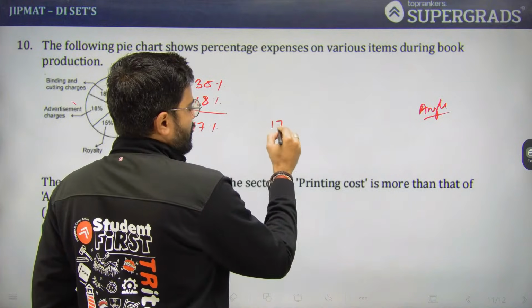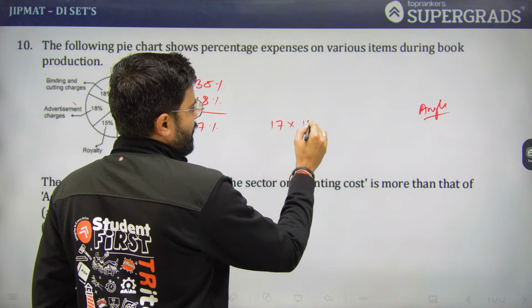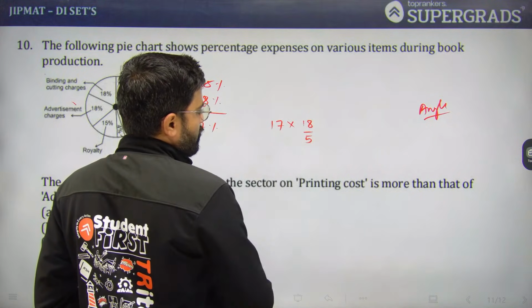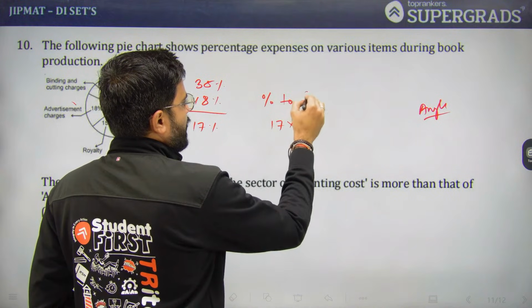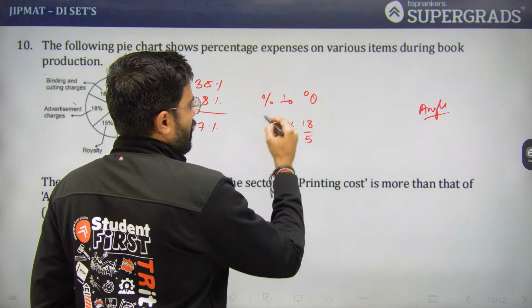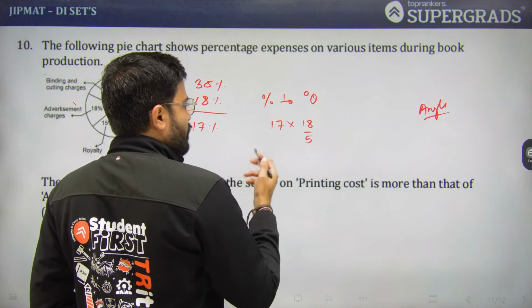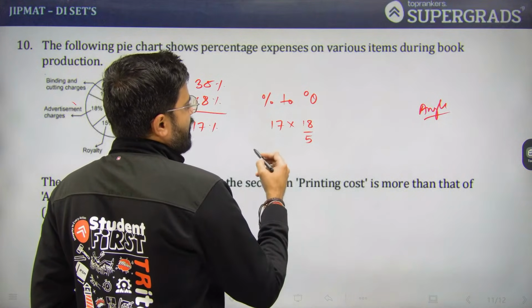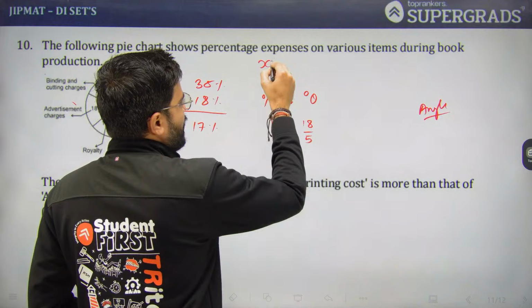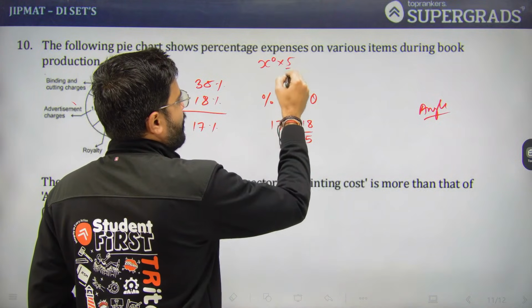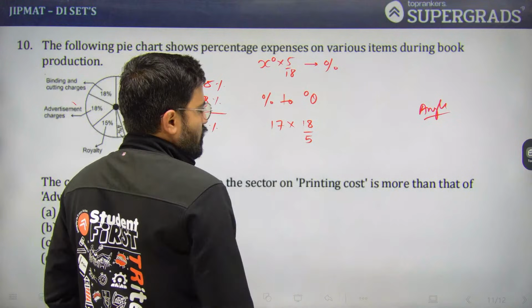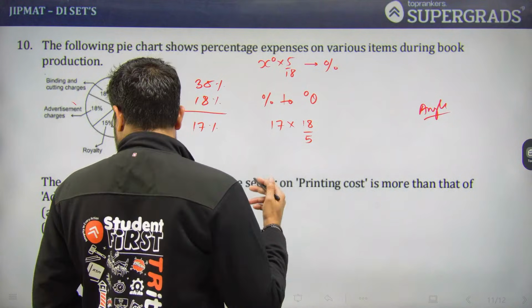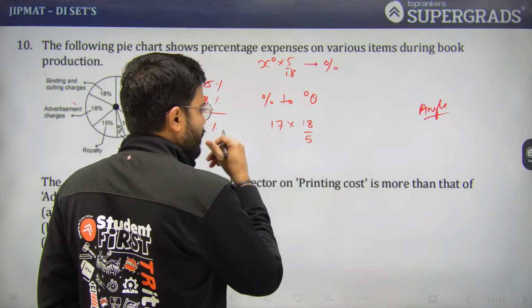So for conversion, what do we do? 17 into 18 by 5. This is from percentage to degree theta. And if I have to do vice versa, if it is given in x degree, I multiply it by 5 by 18 to convert it into percentage. So what will happen? 17 into 18 divided by 5.